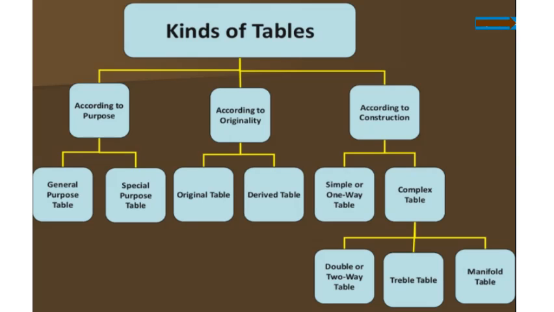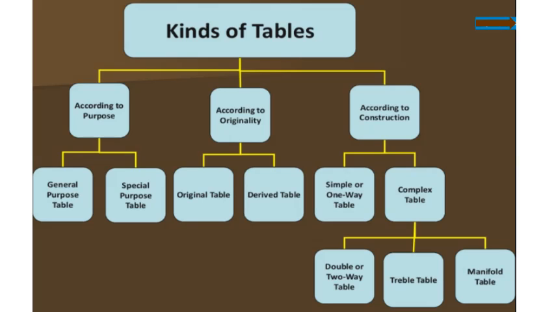According to construction, it is a simple or one way table. When the table is representing only one feature, only one characteristic of data, then it is a one way table. Like I gave you the example of number of students of different sections of class 11, so that is a one way table. Second is complex table, in which there are double or two way, triple or three way table, and manifold table.